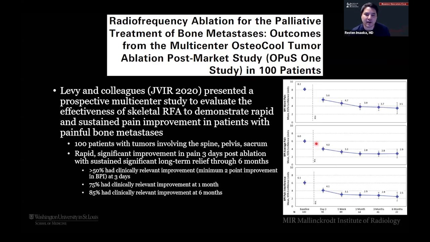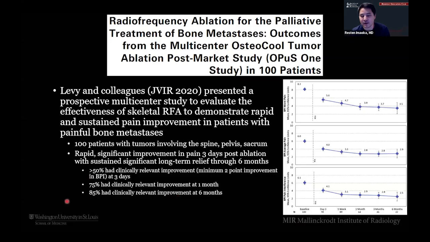So you can see down here, really what we're looking at is more than 50% had a clinically relevant improvement, which is defined as 2 points of improvement on the Brief Pain Inventory at 3 days, which already is better than palliative RT. And then 75% had clinically relevant improvement at 1 month, and then 85% had an improvement at 6 months. So this is very good.